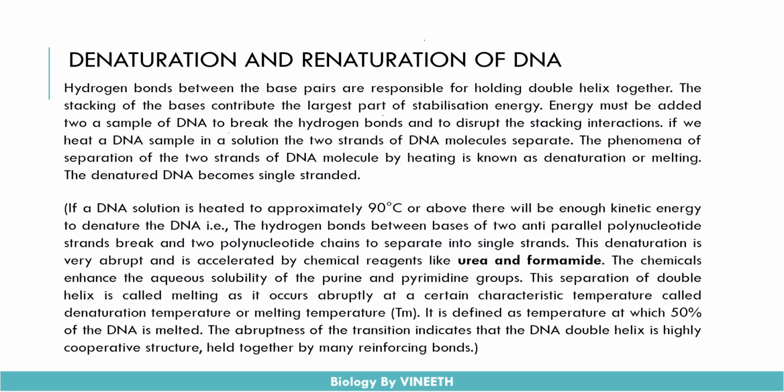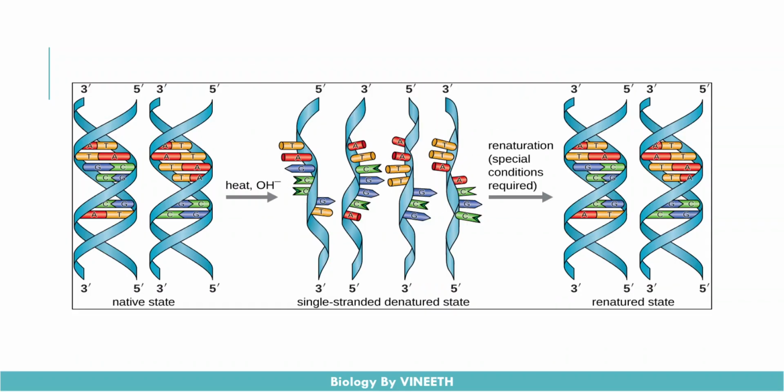The melting temperature also varies in the DNA. The region which contains more adenine bases will have a less Tm, or less melting temperature. The region which contains guanine rich sequences will have more Tm, or more melting temperature. So this is how we separate the DNA strands.